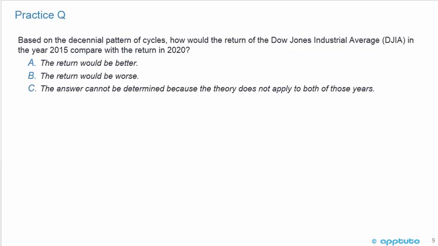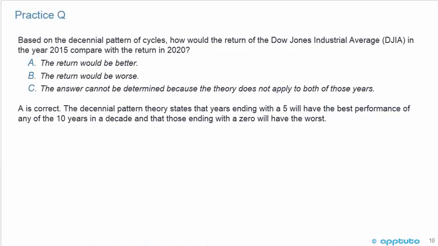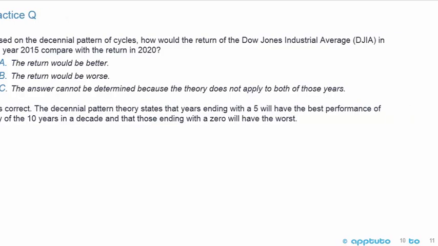So based on the decennial pattern of cycles, how would the Dow Jones Industrial Average in the year 2015 compare with the return in 2020? A, the return would be better. B, the return would be worse. Or C, the answer cannot be determined because the theory does not apply to both of those years. Okay, A is correct. The decennial pattern theory states that years ending with a 5 will have the best performance of any of the 10 years in a decade, and that those ending with a 0 will have the worst. Again, just some factoids that you need to memorize.